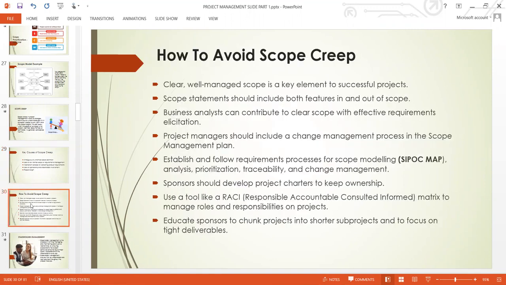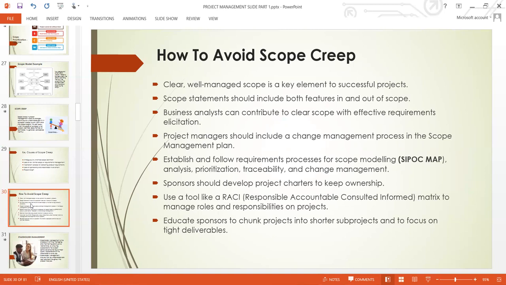Now, I itemized how to avoid scope creep here for you, so that even later you can just come and have a look, and it will help you. So here is how to avoid scope creep. Clear, well-managed scope is a key element to successful projects. Scope statements should include both features in and out of scope. I've said all these things before, but let's just repeat it.